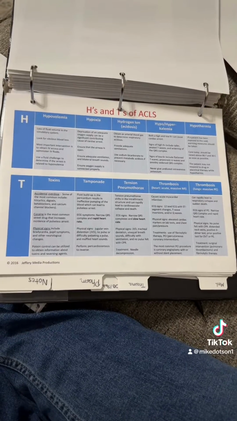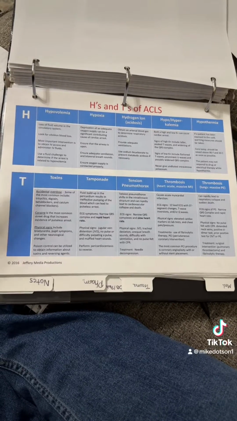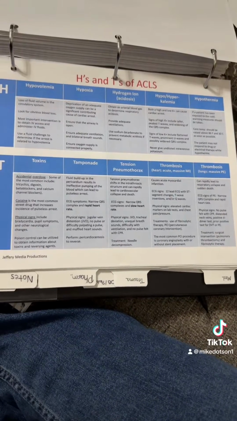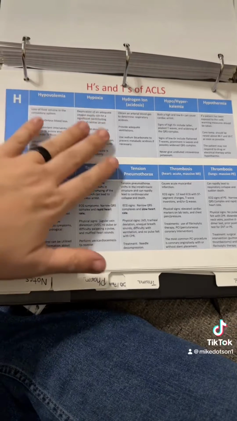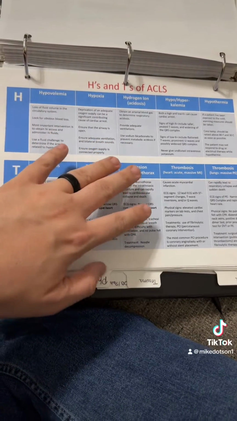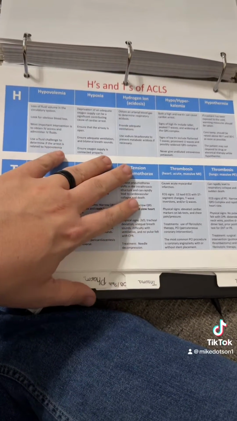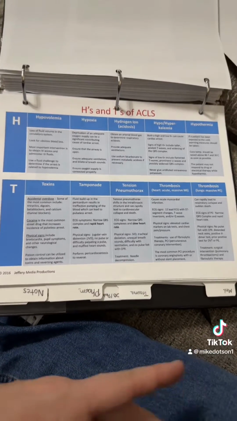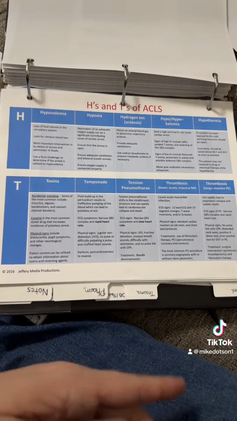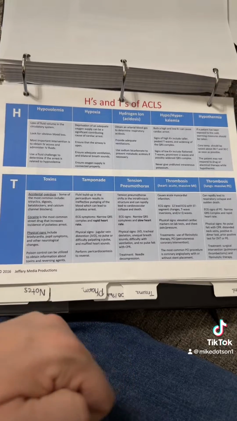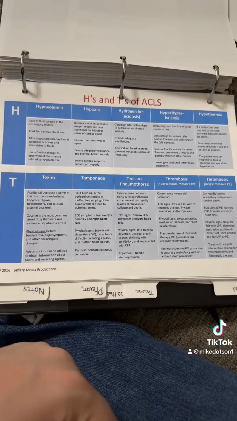This is just something good for reference too that I found in here. It's the H's and T's of ACLS. The H's and T's of ACLS kind of just show you what could be the cause of the cardiac arrest or the cause of going into different arrhythmias. These are reversible causes that you could look at, to find out what could be going on with your patient.